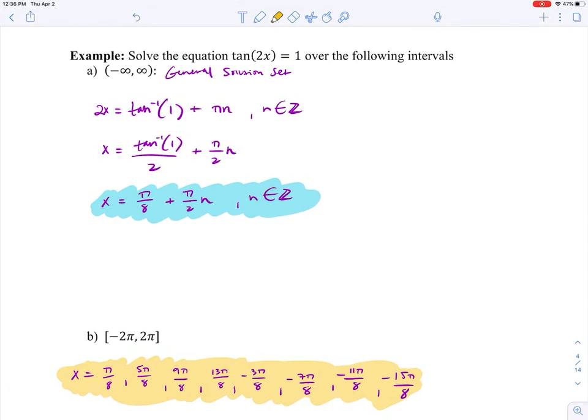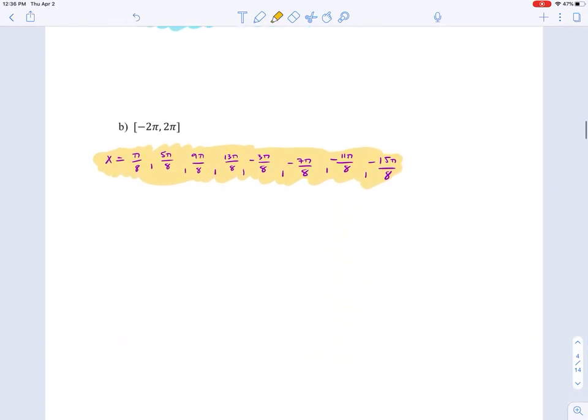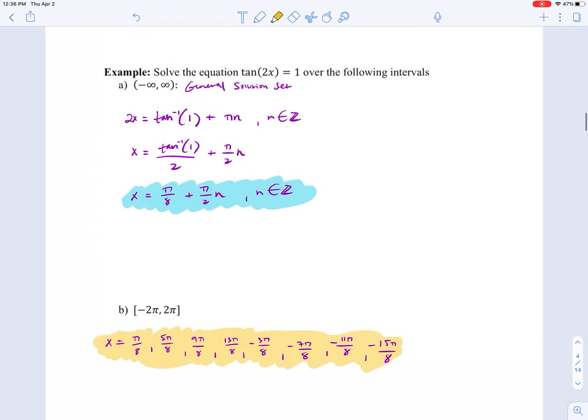I think that trying to solve something like this by inspection would be a challenge, and especially over an interval this large, it's nice to be able to use the general solution set in order to help you come up with all of the solutions over a particular interval. So I'm going to stop right here, and I'm going to break this lesson up into multiple videos because there's a lot of examples here. I wanted to provide you guys with a lot of examples, so I'm going to make another video.